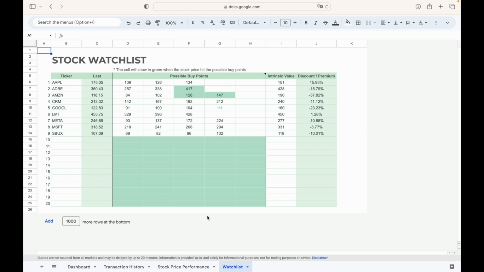The last feature I utilize in this spreadsheet is the watch list. Here I monitor the buy point of each stock and intrinsic value of stock I plan to purchase in the near future. Currently, I'm considering opening a position in Apple, but the current price is overvalued and hasn't reached any of my potential buy point. Therefore, I will have to wait for the price to drop below the intrinsic value and hit the desired buy point. When the stock reaches the predetermined buy point, the corresponding cell will turn green to alert me.